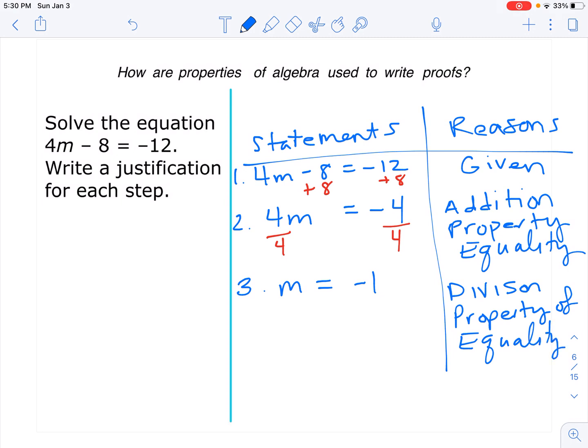And here we are done. We've solved for m, so we're done. So when it says write a justification for each step, that's your reasons. Your justifications are your reasons.